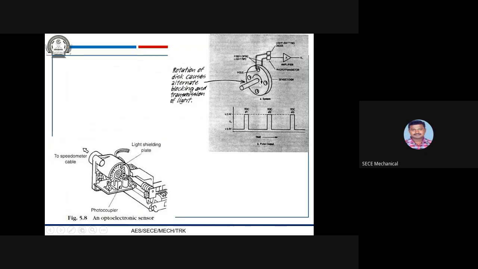When the rotation brings a hole to the fiber optic light pipe, the light is transmitted through, and then we receive the electronic signal. That signal is amplified by the amplifier and then transmitted onward. So when a hole is reached, the light passes and the signal is immediately received. This is the working principle of the rotational optical sensor.